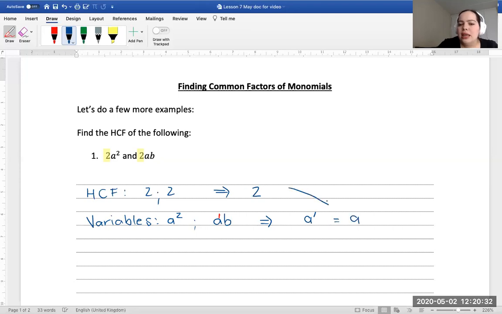So we put those two together, and then our final answer will be, well, the highest common factor is 2a. And that means that I can actually divide 2a squared by 2a, and I can divide 2ab by 2a. Remember, a factor needs to leave no remainder, which means we can divide it into it. All right, so that's our first example. I hope that makes sense. So first, find the highest common factor of the number, then find which variables are common between the terms, and then lastly, assign the lowest exponent to that variable.